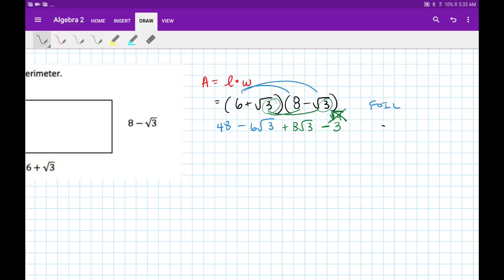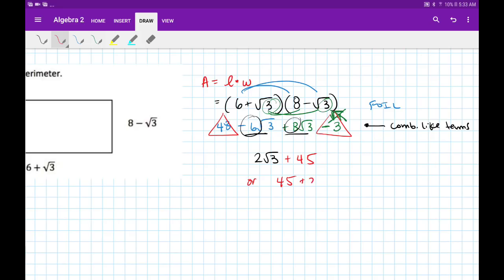Next, let's combine like terms. So we have minus 6 root 3 plus 8 root 3 gives me minus 6 plus 8 is 2 root 3. And then 48 minus 3 gives me 45. So I could write it like this. Or my answer could have been 45 plus 2 root 3. They're the same. They're both equivalent because both of them are positive.